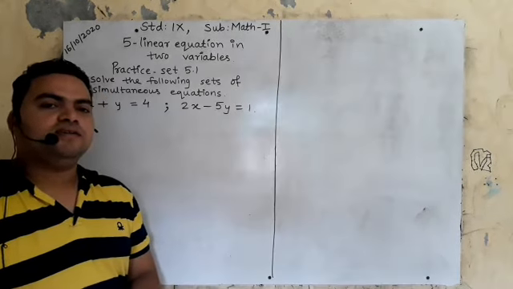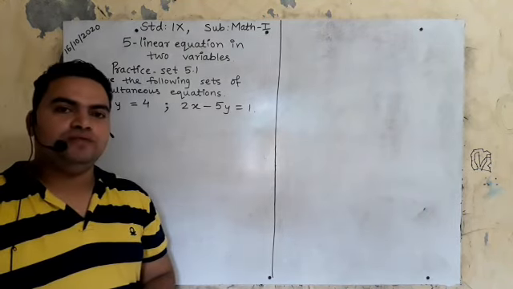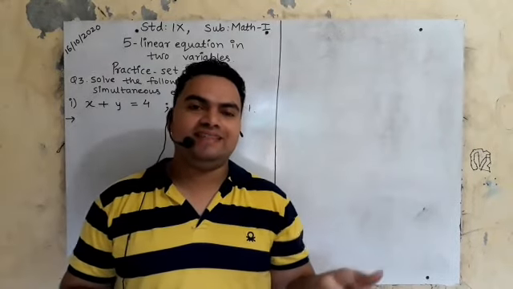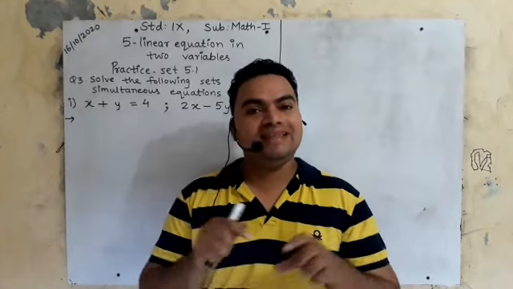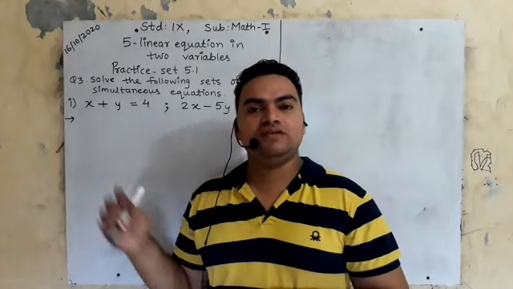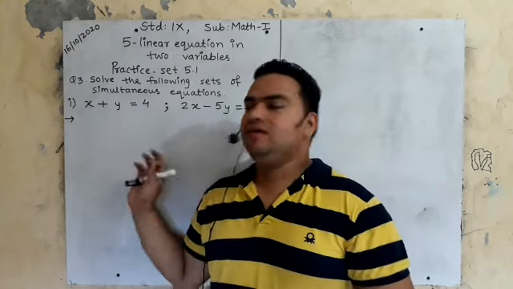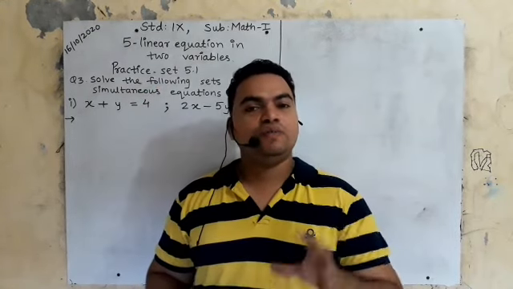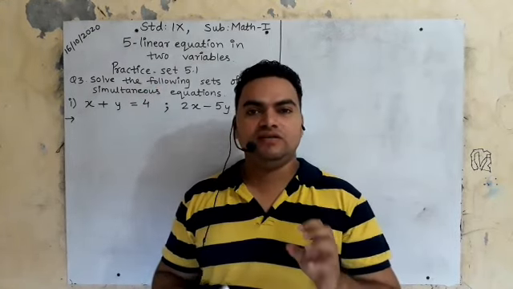Yes students, now we will see question number 3 of practice set 5.1. It is very much important for 9th and for 10th as well. And you can say this question is compulsory in the exam of 9th and 10th. 100% compulsory this question will be asked in your exam. In each paper there should be one question, solve the following sets of simultaneous equations. So please, I need your keen attention towards the board. Please understand, look at the board.